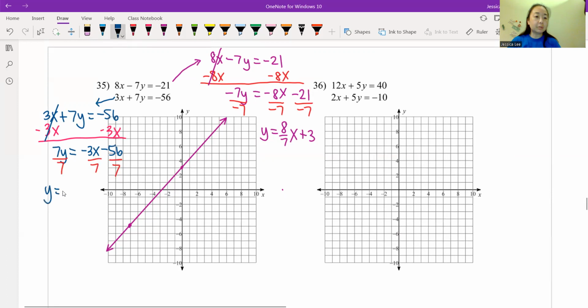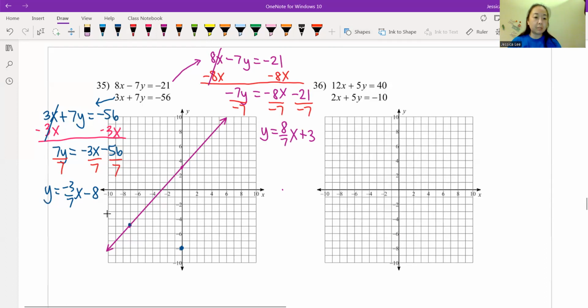So we get y is equal to... 7 does not go into 3 evenly, so we're just going to go negative 3/7 x minus 8, right? So again, we're going to start with this minus 8 down here. That's going to be negative 3/7, so we're going to go down 3 and to the right 7. But notice we can't go down 3, so that means we have to go the exact opposite. So we're going to go up 3, 1, 2, 3, to the left 7. Oh, look where we meet. You see where we meet. All right, so there we go.